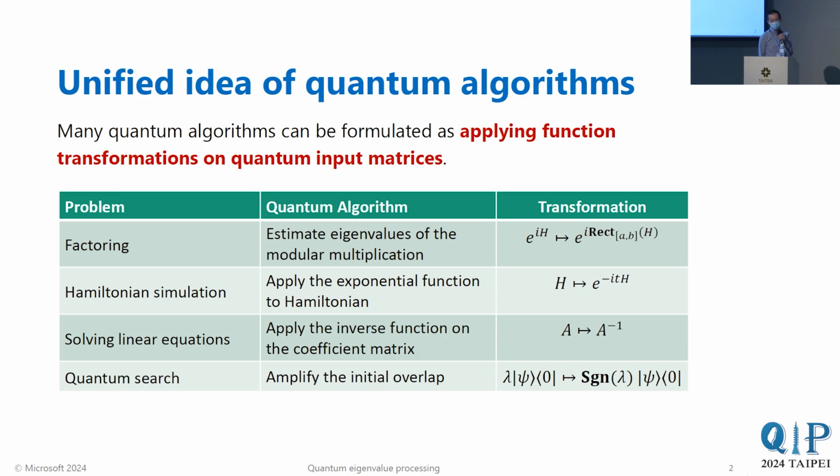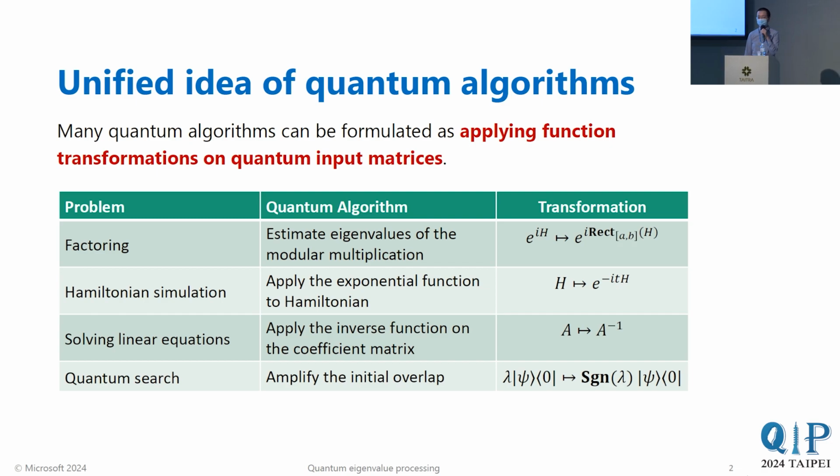So it turns out that many quantum algorithms can be somehow reformulated as applying some linear algebraic operations on the input matrices. A famous example is the factoring problem, or Shor's algorithm. There's a step where we need to implement the modular multiplication operation, and we need to do eigenvalue estimation on that operation. We can think of that as applying some threshold function on the eigenphases.